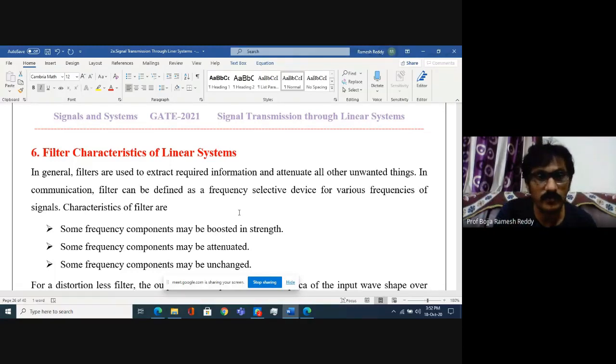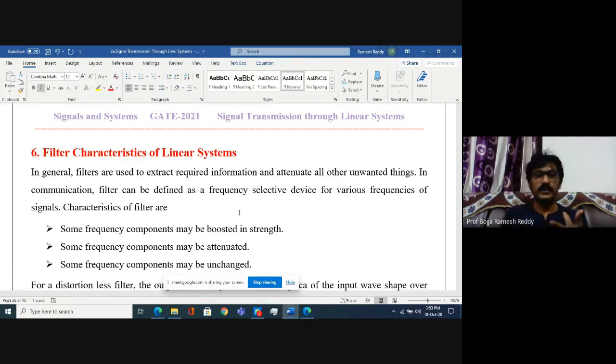That is one outcome. Then some frequency components may be attenuated. What is attenuated? Unwanted frequency components that are not required. That's why those things may be attenuated, removed or eliminated. And some frequency components may be unchanged, which means exact transmission is there due to filtering. Exact transmission is there, removal is there, boosted in strength is also there.